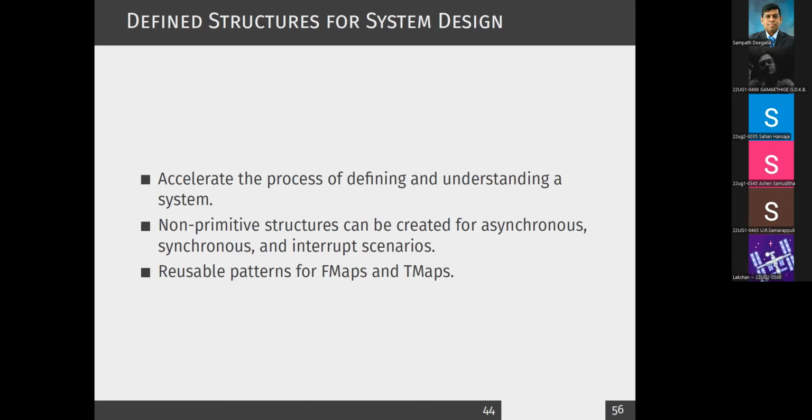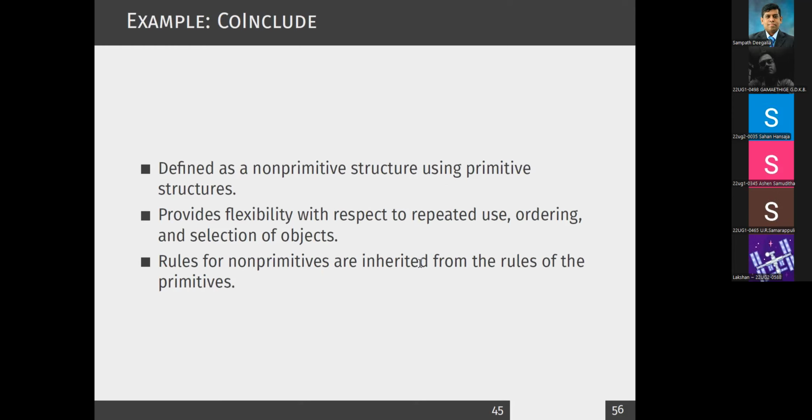The idea is we need to accelerate the process of defining and understanding the system, and we have to use non-proprietary structures that can be used for asynchronous, synchronous, and interrupt scenarios. Asynchronous means it will not happen at the same time, synchronous means at the same time, and sometimes you have to interrupt. You might have learned these ideas in places like operating systems, when multiple processes are handled. So the same can be applied here as well. And the patterns we will create using F maps and T maps.